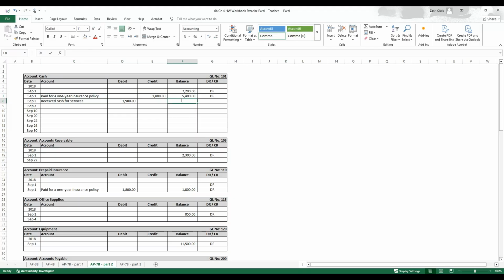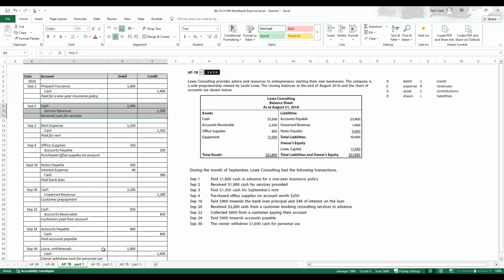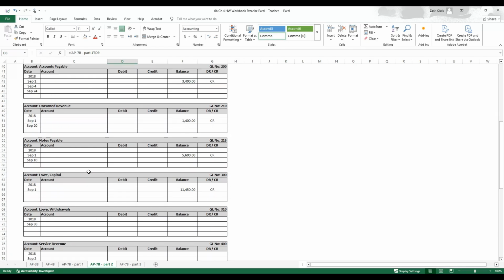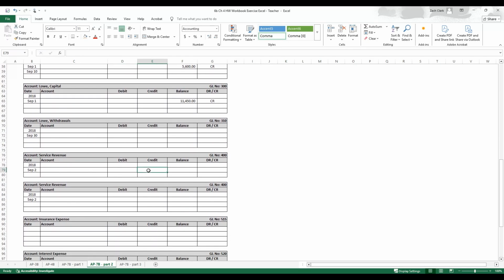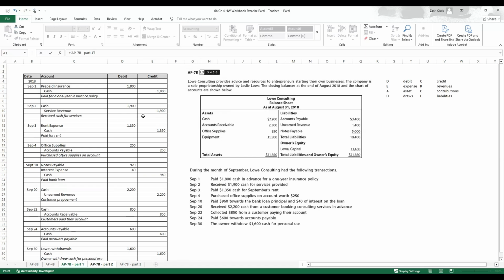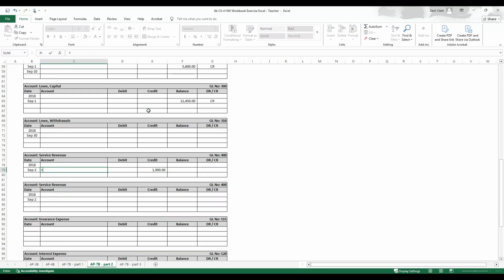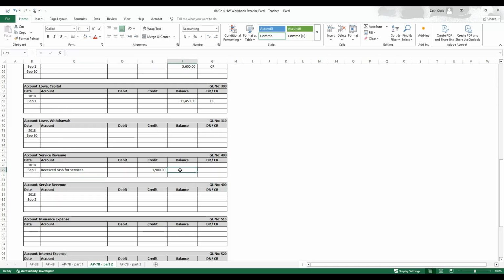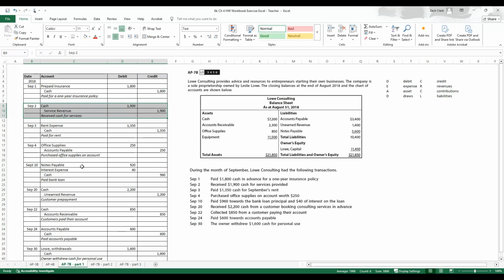Okay, so here we now have an increase to our cash. So now we're at 7,300. And the second part of that entry was for service revenue. What date was that? That was the 2nd. So now we go down to service revenue. And it was a credit, so we'll link that. Let's link our description. And we can just say equals, and it's a credit balance. So now we have 1,900 in service revenue. Okay, and let's keep working through.